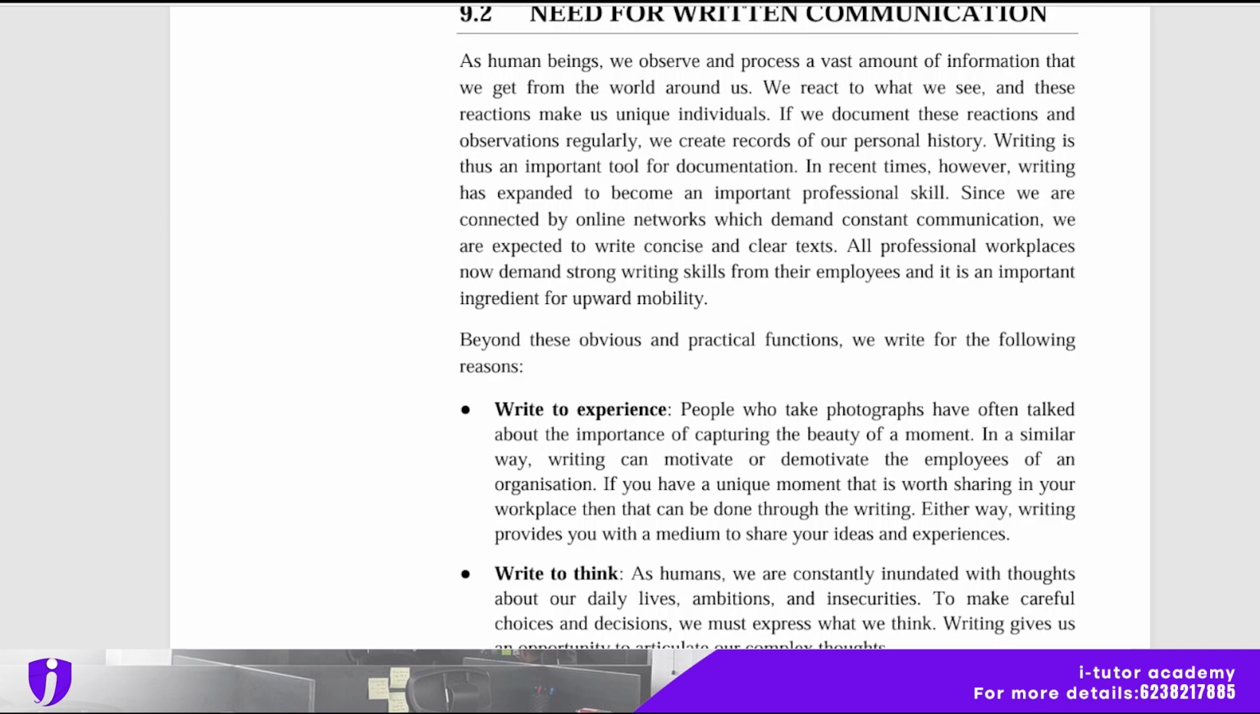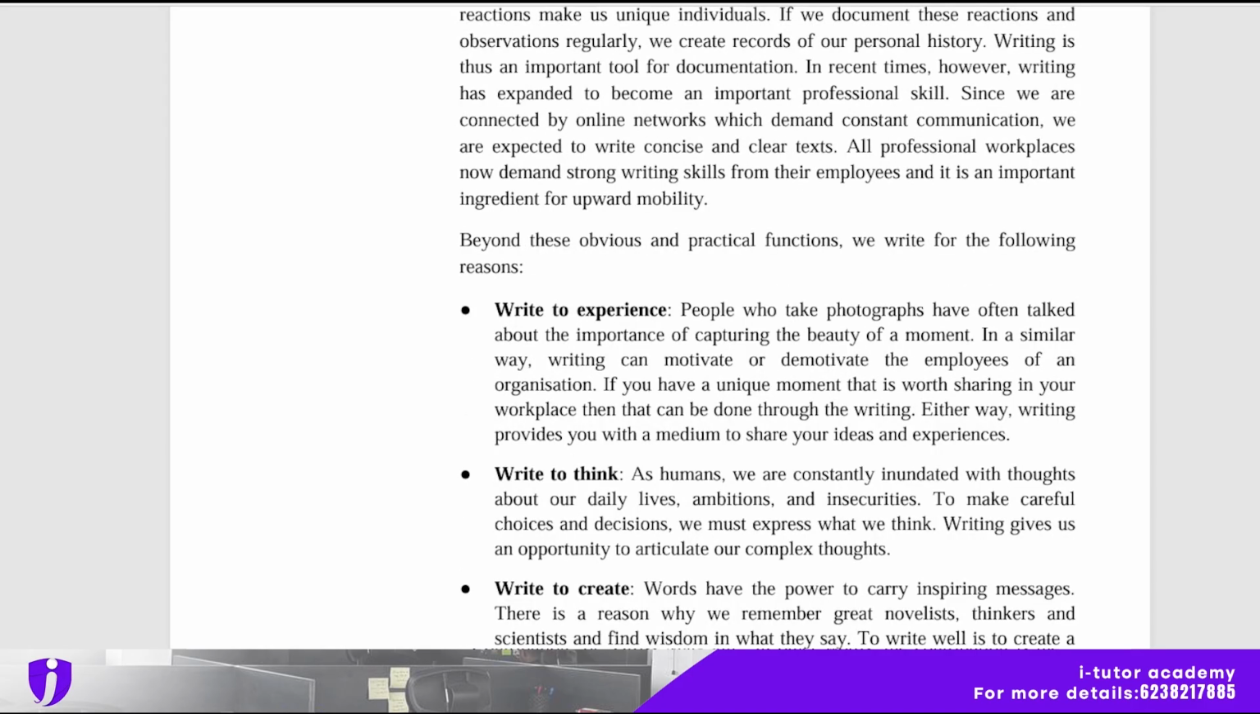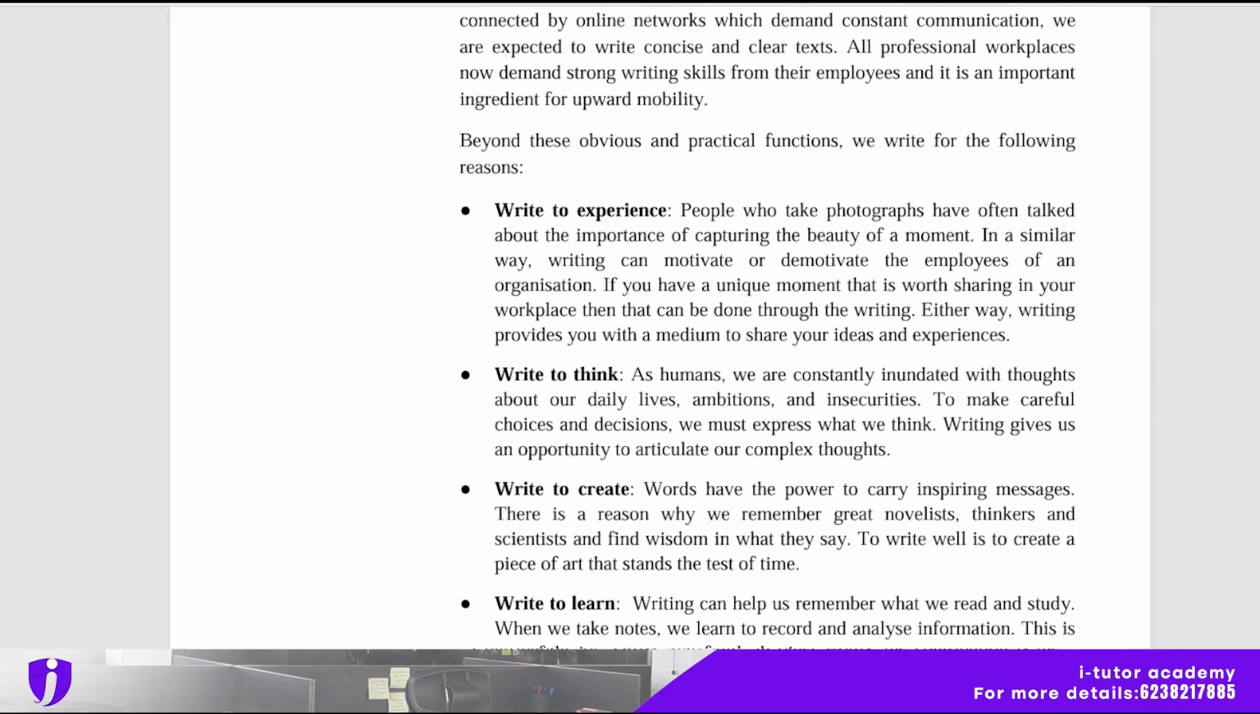In recent times, however, writing has expanded to become an important professional skill, since we are connected by online networks which demand constant communication. We are expected to write concise and clear text, and all professional workplaces now demand strong writing skills from their employees, and it is an important ingredient for upward mobility. Beyond this obvious and practical function, we write for the following reasons.